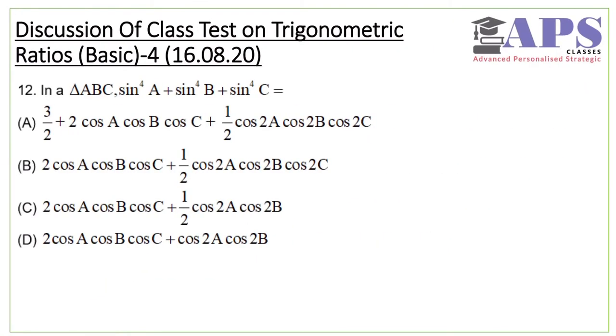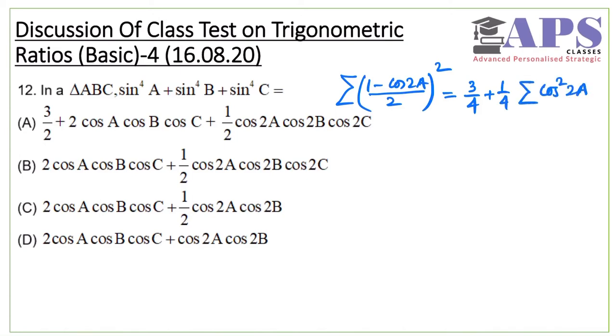In question number 12, it looks like a transformation formula, but we have power of sine. Try to convert into multiple angle formula, and it can be done this way: 1 minus cos 2a by 2 is for sine square a, but then we have sine power 4, so whole square, and summation of this, which is nothing but 3 by 4 plus 1 by 4 into summation of cos square 2a, and minus 1 by 2 into summation of cos 2a. It is like I have applied the (a minus b) whole square formula and simplified it.